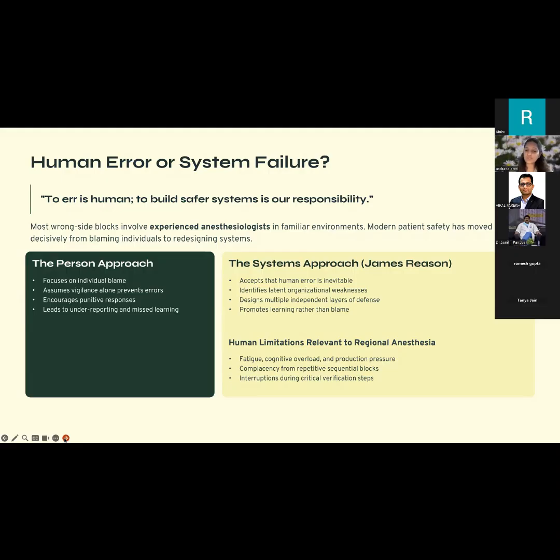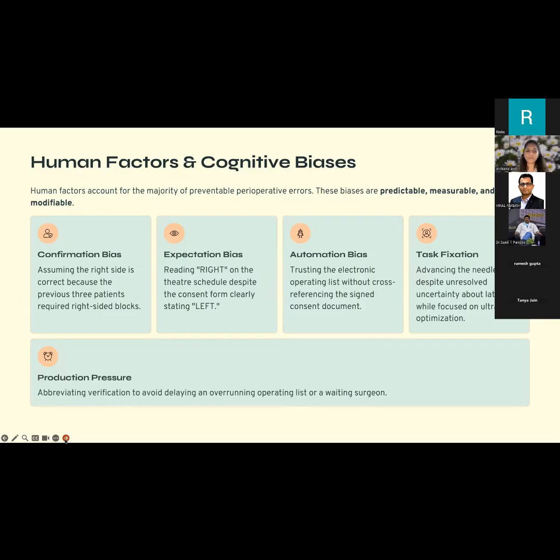So when you put in a system and a checklist and get them followed, hopefully they can reduce the human limitations, especially relevant to regional anesthesia, where there can be fatigue, cognitive overload, and production pressure, that pressure to succeed and make sure your block is perfect. Especially when you're starting out, you're focusing more on the technique rather than the small, simple things that can be overlooked. So what are these biases in the human factors that are preventable in the perioperative setting?